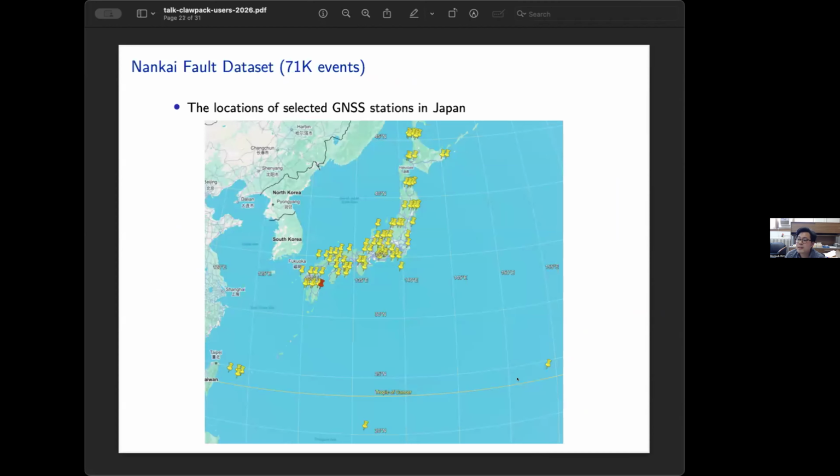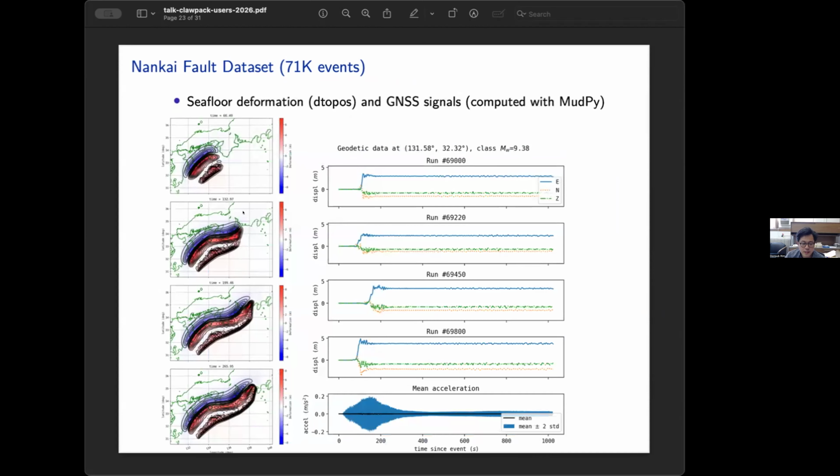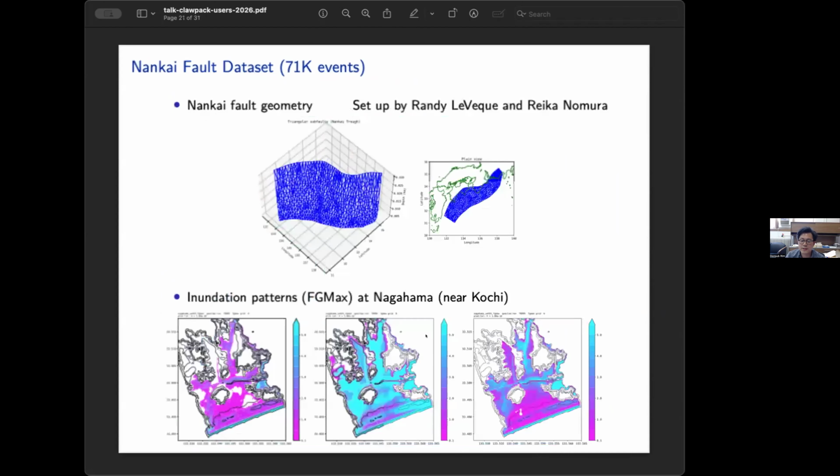And these are the GNSS stations that were selected by Randy and Professor Reika Nomura at Tohoku University. These are the kinematic seafloor deformations, and these are the GNSS measurements at one of the station locations. In this case, we kept increasing the data set size to see if we can train a model to do the prediction accurately for this inundation pattern.